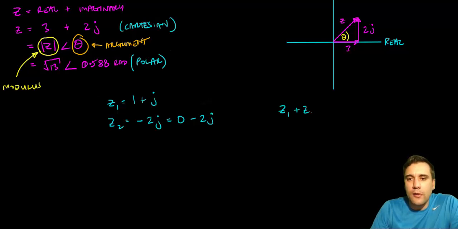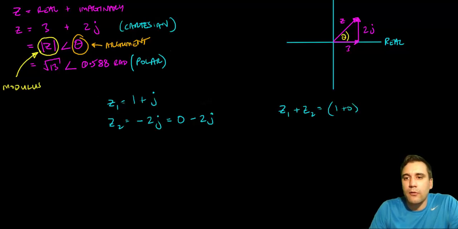z1 plus z2. How would we go about doing that? Well, all we do is we add the real components, so it'll be 1 plus 0, and then we add the j components, so it'll be j minus 2j, and then what we've got is 1 plus, well, this is going to be negative 1j, so I'll just write minus j.